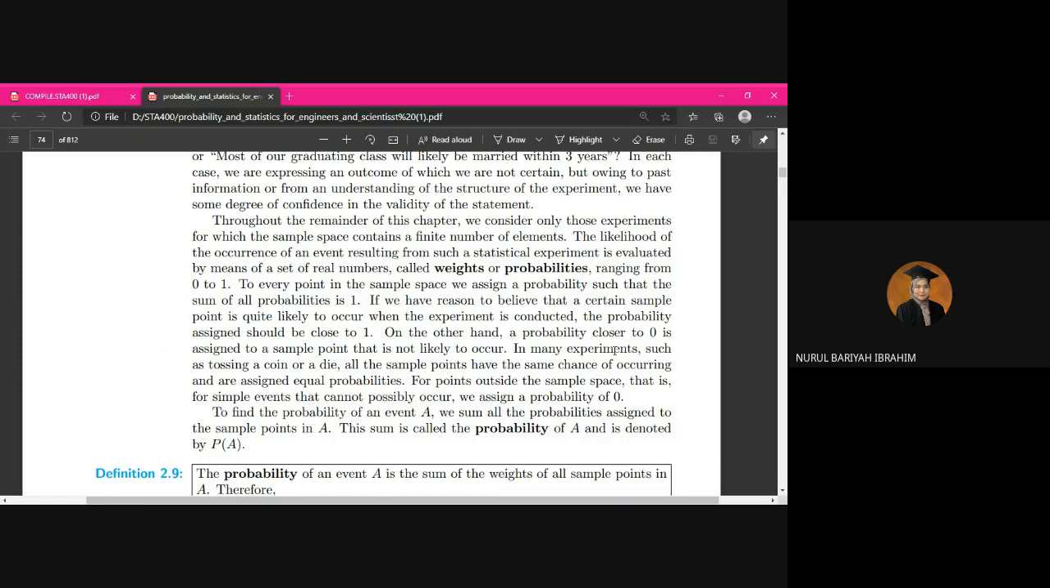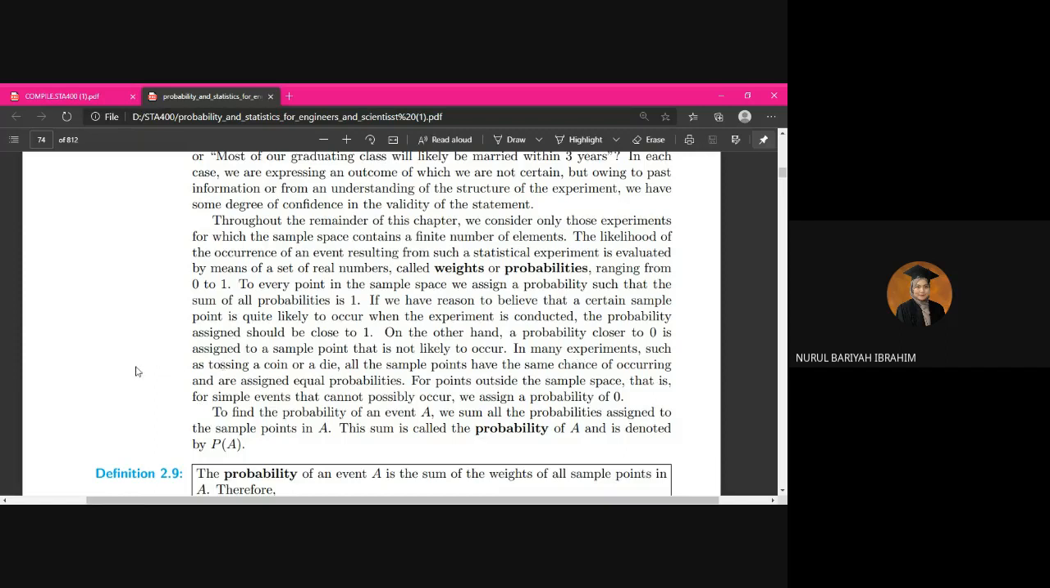Okay, in many experiments, such as tossing a coin or a die, all the sample points have the same chance of occurring and are assigned equal probabilities. Okay, for points outside the sample space, that is, for simple event that cannot possibly occur, we assign a probability of 0. Okay, faham tak kat situ?